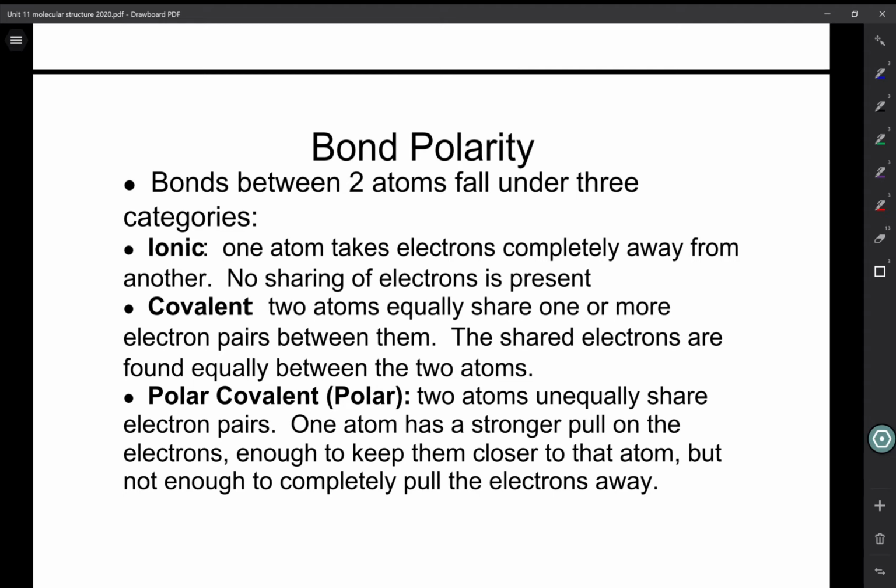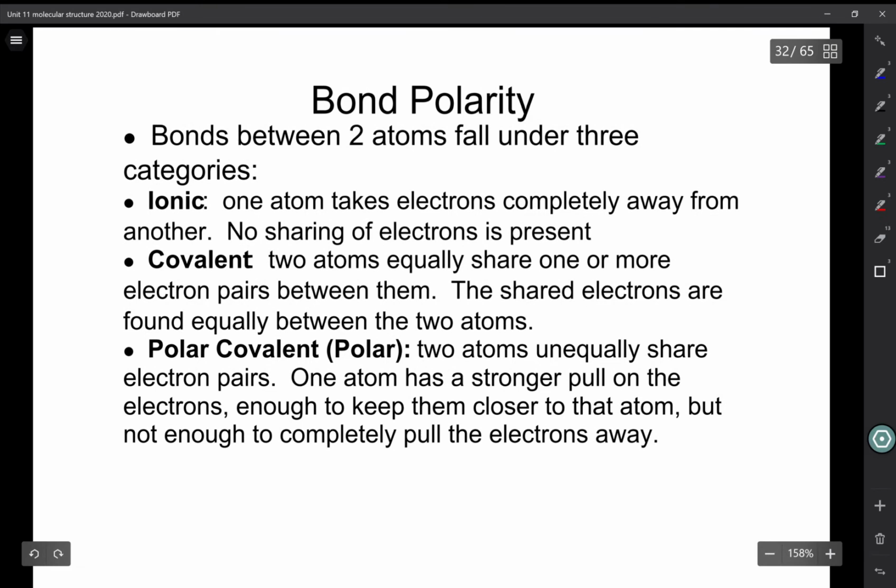So when there's that sharing of electrons or exchange of electrons, and these two atoms come together, there's either sharing or unequal sharing, and that falls into three different categories here. So we've got the three categories of bonds, which are ionic, covalent, and polar covalent. Now ionic, that one's pretty easy. It's just where one atom takes electrons completely away from another one. There's no sharing of electrons.